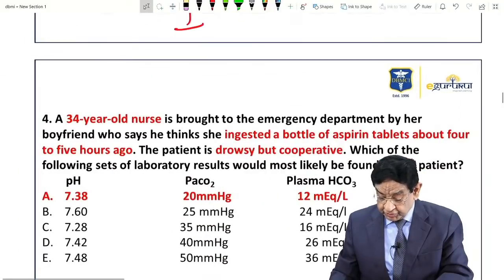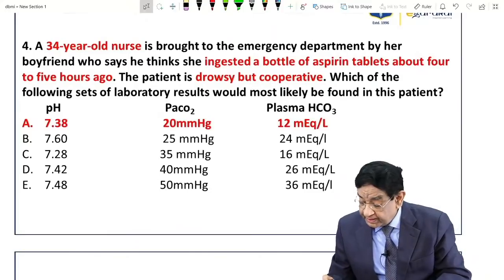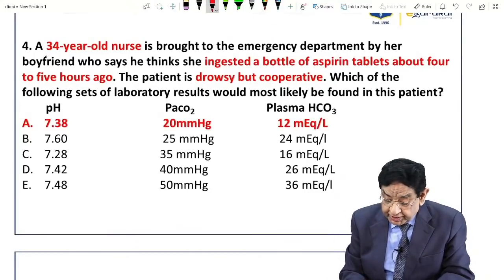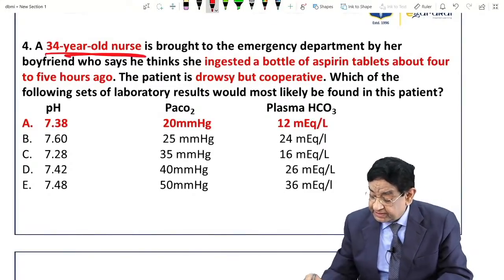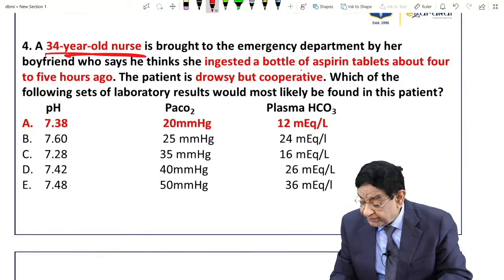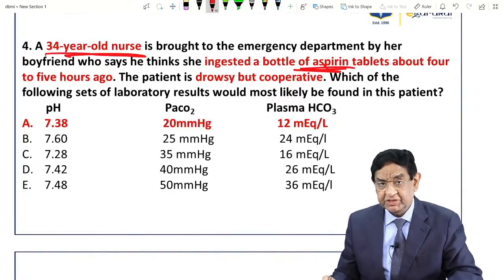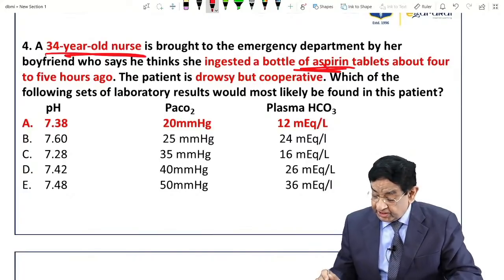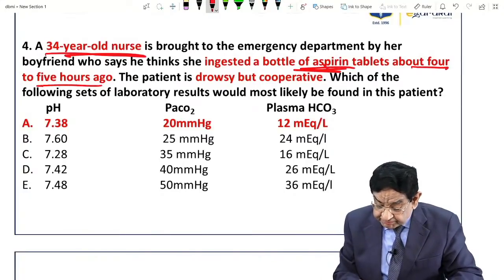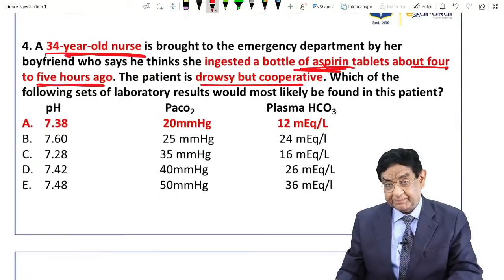Let's go to question 24. We got a 34-year-old nurse. She had been brought in by a friend. She ingested a bottle of aspirin. Why? Because she's a nurse, she has very easy access to a drug like aspirin. 4 to 5 hours before, now drowsy but cooperative. Lab findings, what do we expect?